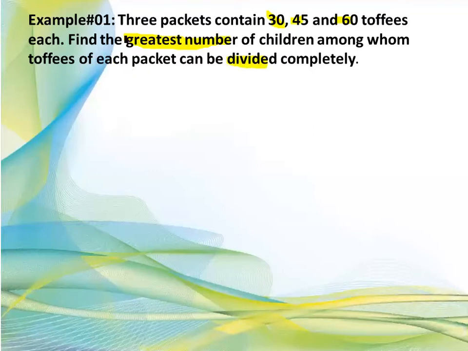So we need the greatest number, which means you have to find the GCD, the GCD that can divide the given numbers 30, 45 and 60 completely. Here you have 3 numbers. For GCD you have 3 methods: number 1 is by forming a set of divisors, number 2 by factorization, and number 3 by the division method.